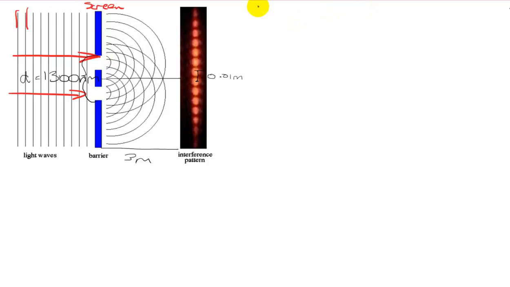Last time we had the formula sine of theta is equal to n minus a half wavelength over d. But that is for the nodal points. And like we just said, we're going to actually use the antinodal point, so we're going to get rid of that minus a half, because now we're talking about the whole number. So how are we going to solve this?